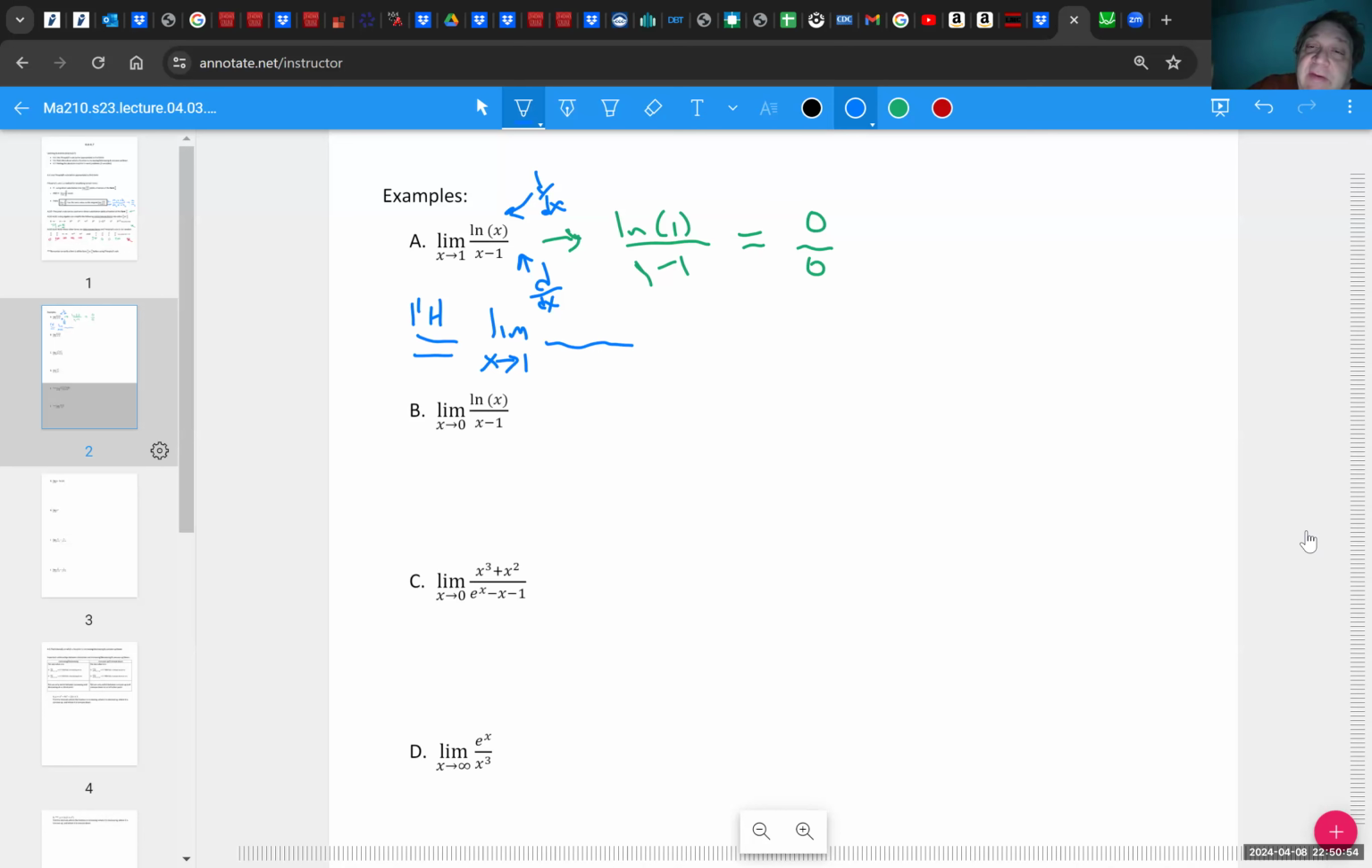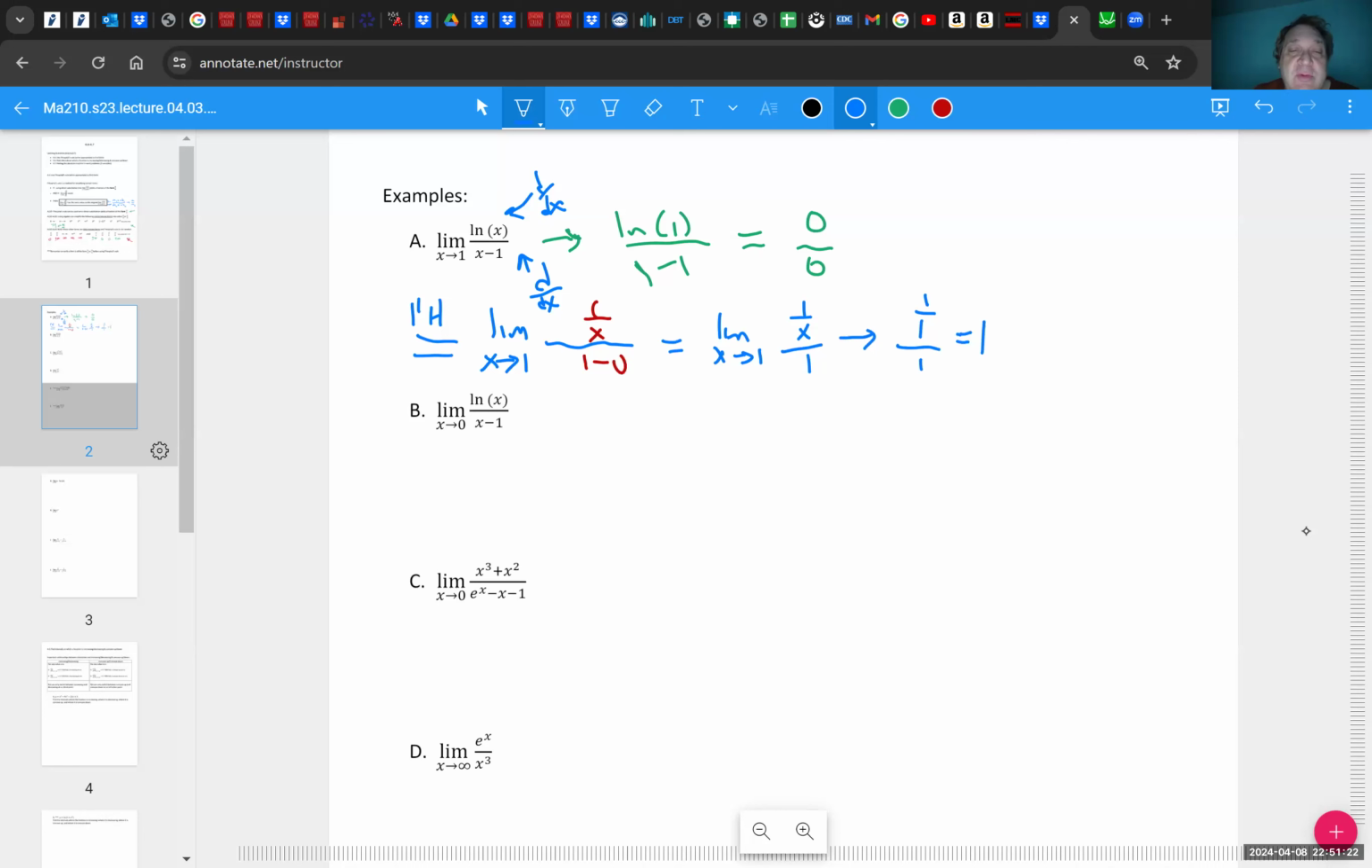Well, the derivative of ln x, if you recall, is 1 over x. And the derivative of x minus 1 is 1 minus 0. So we end up with the limit as x approaches 1 of 1 over x over 1. And now I plug in 1. That becomes 1 over 1 over 1. And 1 over 1 over 1 is equal to 1.